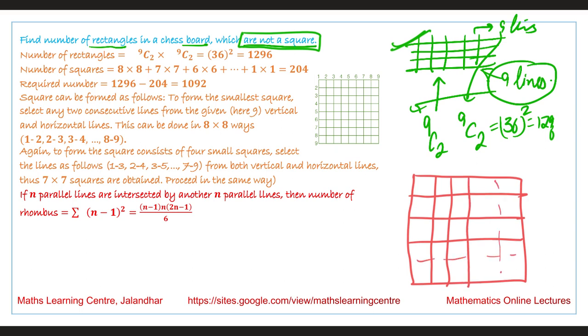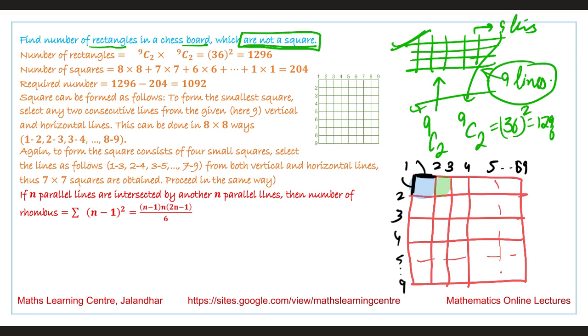Now when we are talking about squares, the method to choose a square is we can choose this one square, then we can choose this second square. So what we are saying is that we have chosen this line and this line. There are 1, 2, 3, 4, 5, 6, 7 and 8, and in total 9 lines.